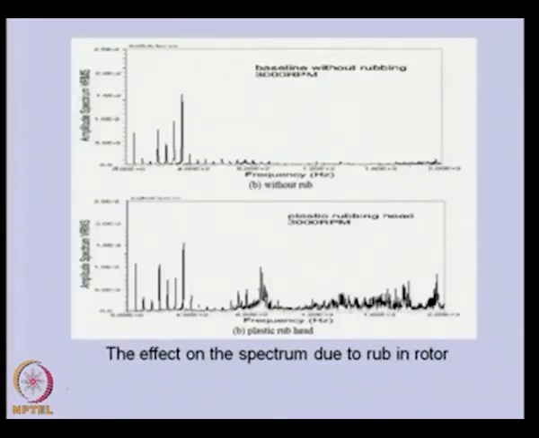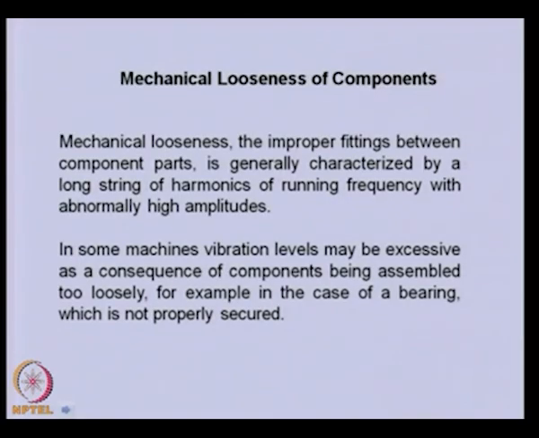This is a typical plot of the vibration which takes place due to the rub. This is without rub, and with rub you can see various higher order components have appeared. This could be the indication of the rub in the rotor system. Mechanical looseness of components, this is another kind of fault which comes into the system because of poor maintenance.